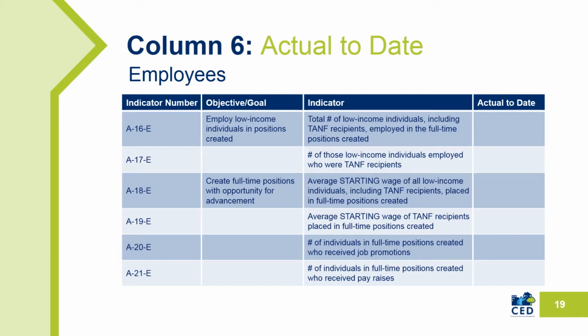Indicator A20E is the total number of people who have been promoted. Indicator A21E is the total number of people who received raises. A20E and A21E cannot exceed the total number of people hired.